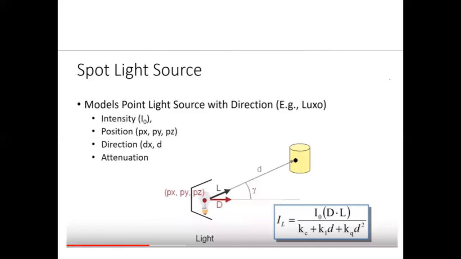The last type of light source is the spotlight source. A spotlight source is nothing but light from a table lamp. It models the point light source with direction.